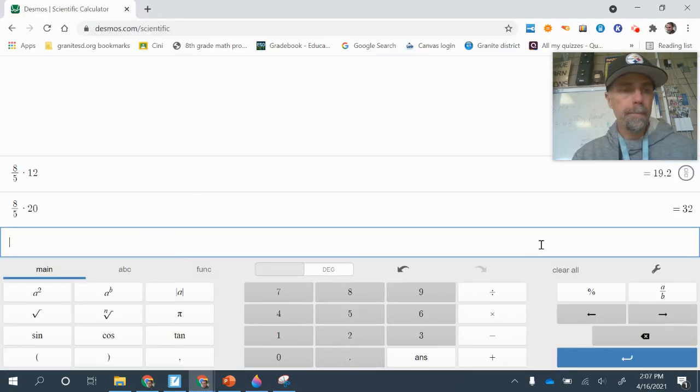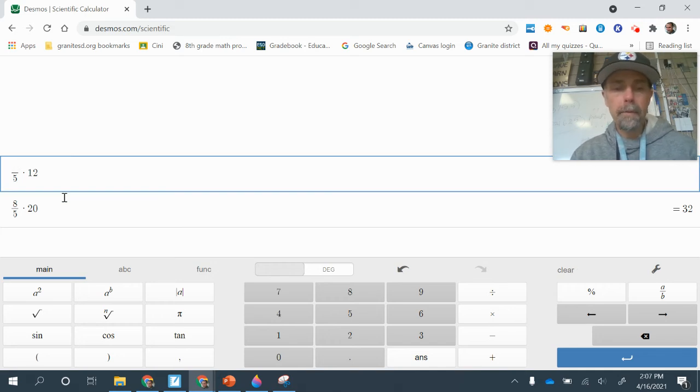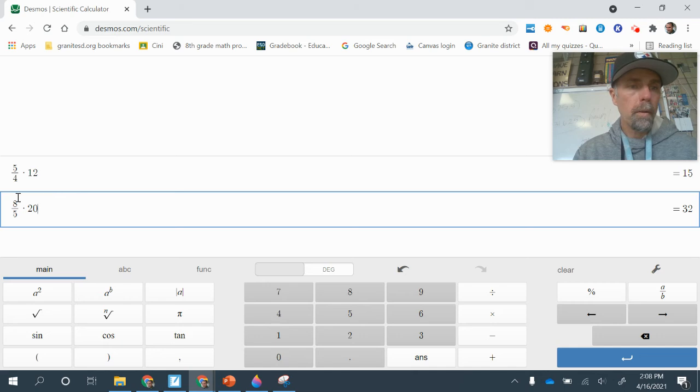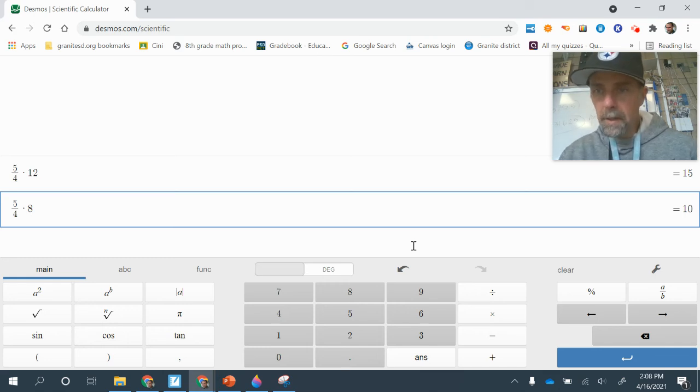So here we go. I'm just going to come up here and edit this. 5/4 times 12 and 5/4 times 8. And there it is. 15 and 10. My new SpongeBob is 15 feet by 10 feet.